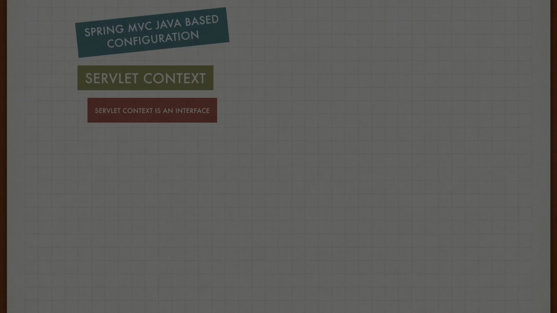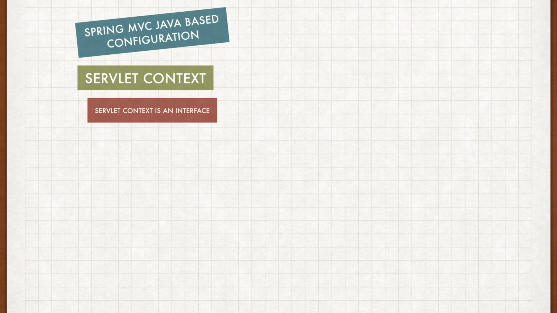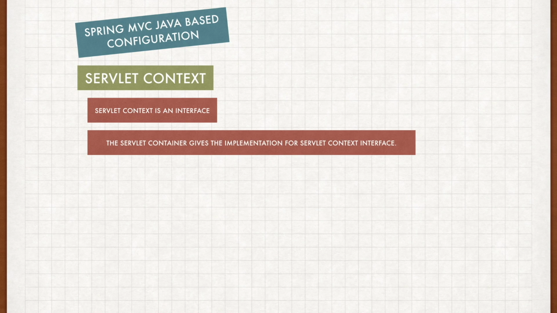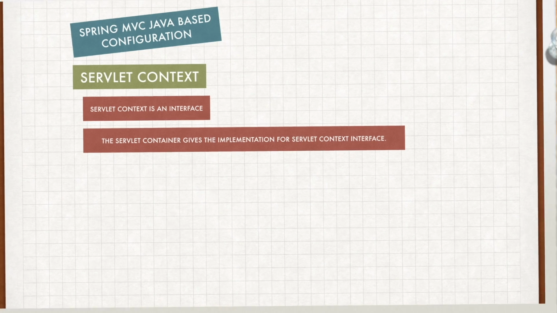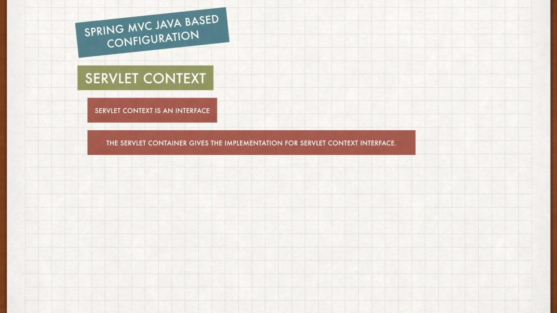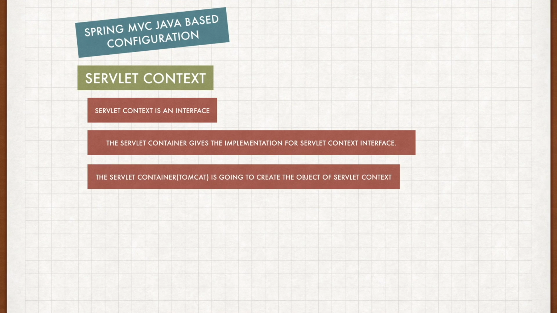Let's say I'm using Tomcat here. So my Tomcat is responsible for implementing the servlet context interface, right? So Tomcat should have a class, it should implement the servlet context interface, and it should override all the methods which are there inside the servlet context interface. I don't care about it. Tomcat is going to give the implementation for this. Okay, so the next question. Hey Abhilash, do I need to create the servlet context object? No. The servlet container, Tomcat, is going to create the object for servlet context.